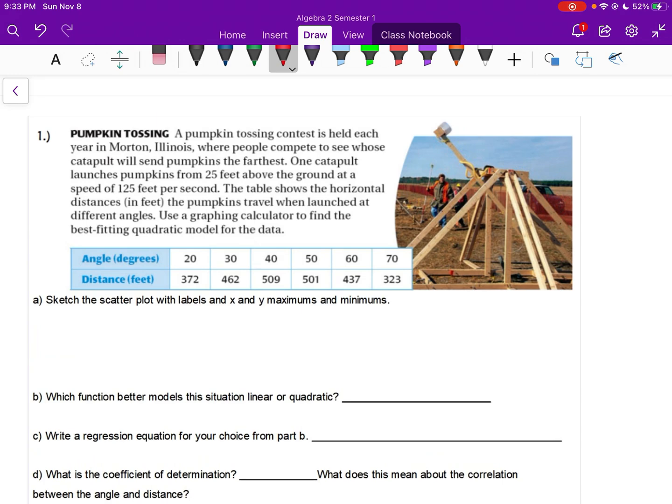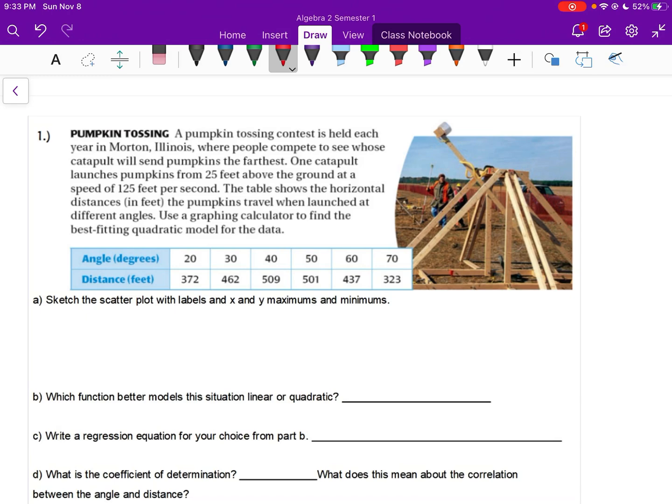Regression, quadratic regression. Now, we're going to get a real-life situation. Anytime you catapult or throw or launch, all those real-life situations represent a quadratic. So in this case, we're talking about catapults. They're going to send off a pumpkin. This is a competition in Morton, Illinois, where people can compete to see whose catapult will send pumpkins the furthest.